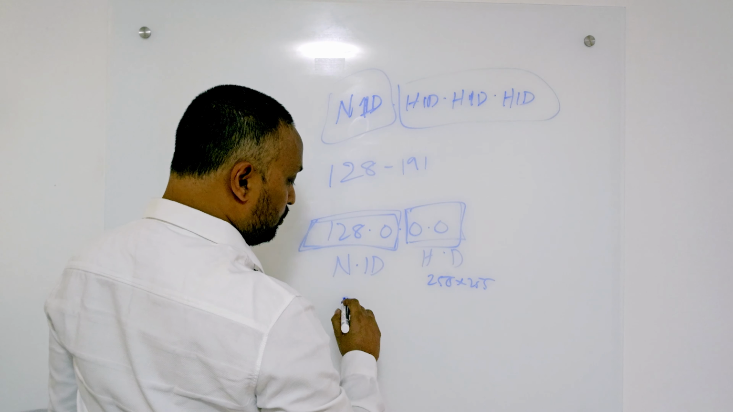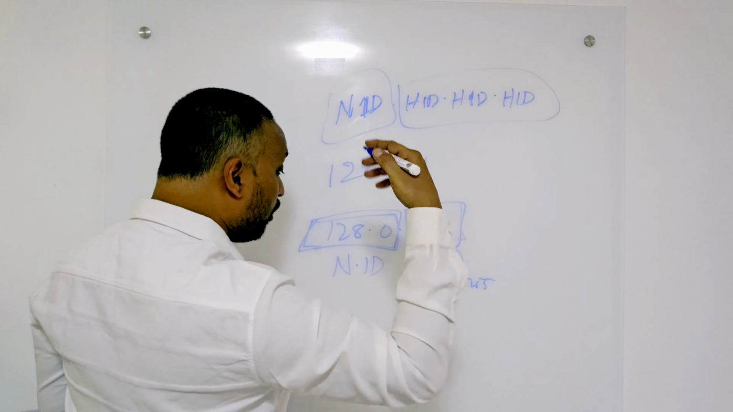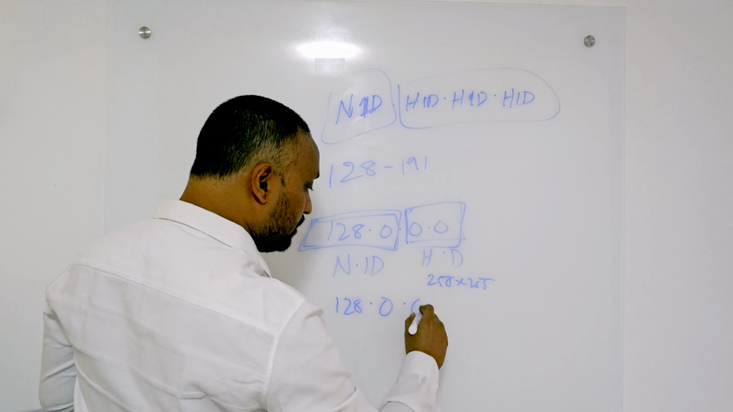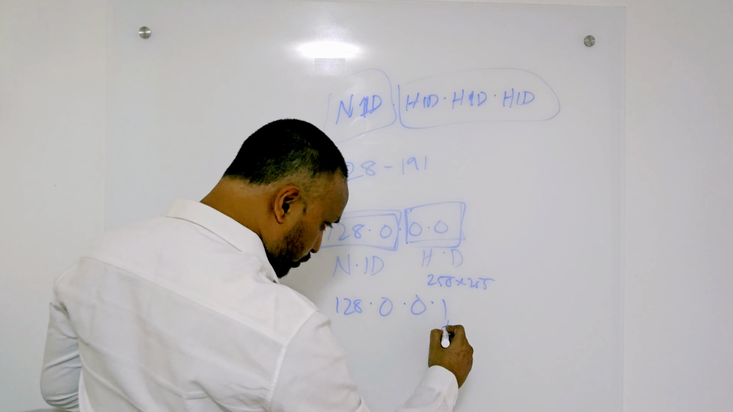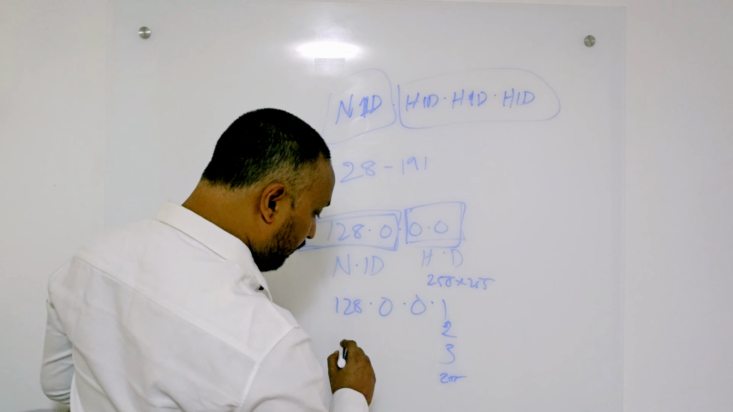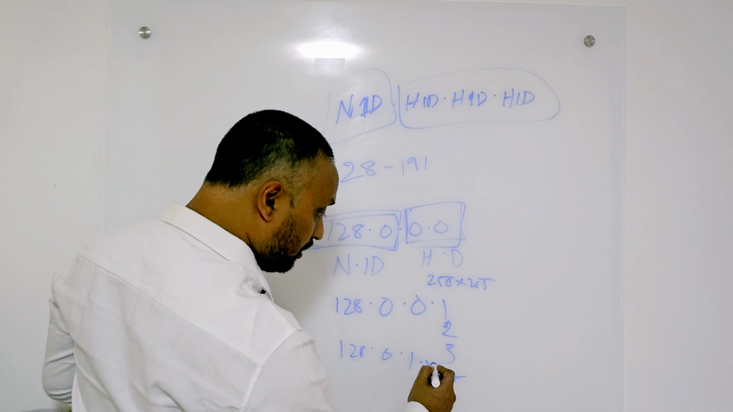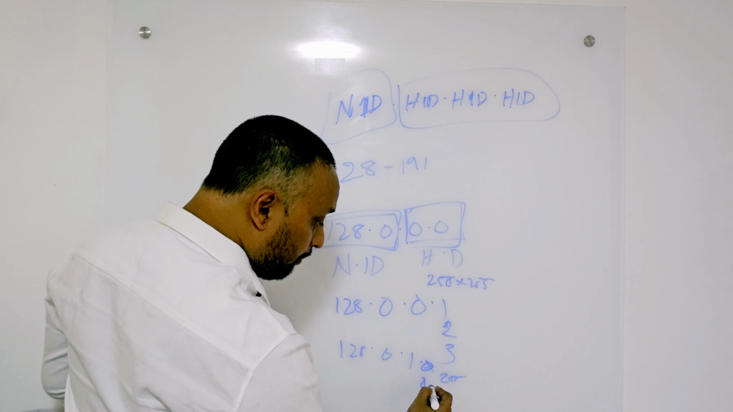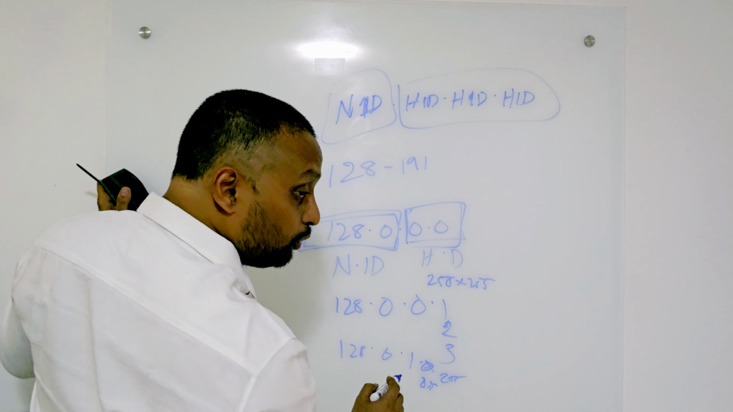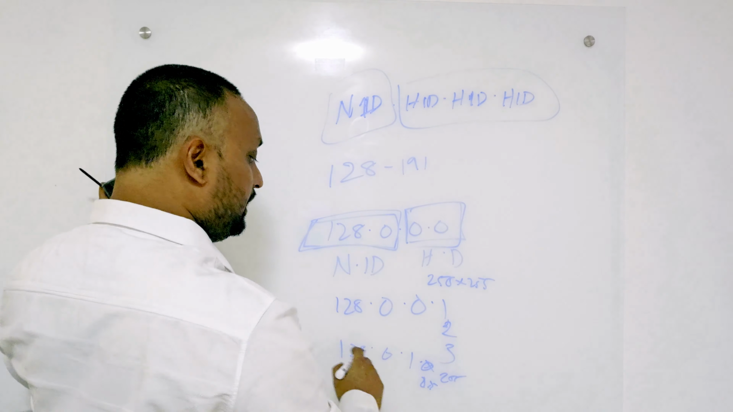Let's see. Like in the previous example, I explained about 1.0.0.0. Similarly, we'll see 128.0.0.1 and then 2 and then 3 till 255, and after 255, 128.0.1.0, and then here it will come up to 255, till this 1 becomes 2, 2 becomes till 255. That means we can have 255 into 255 machines in one network.